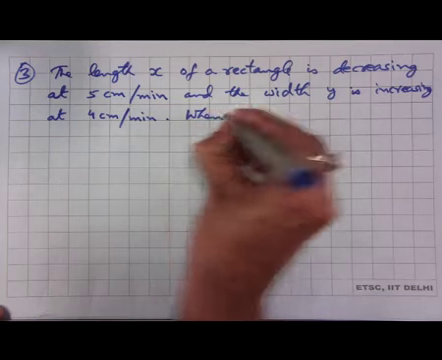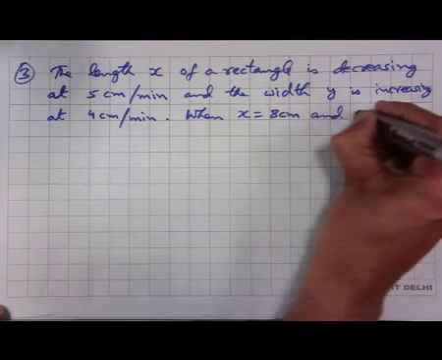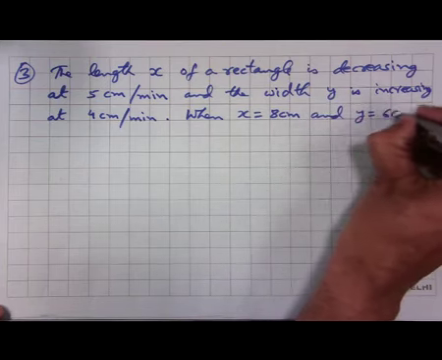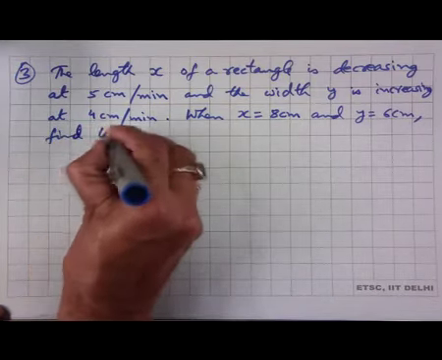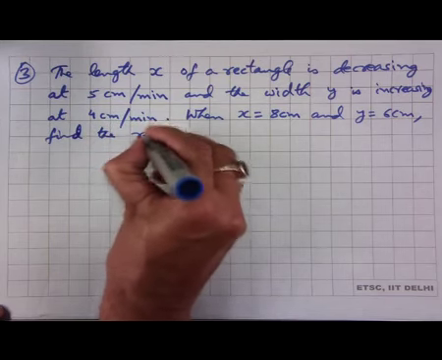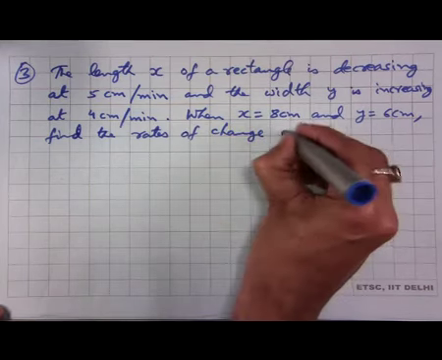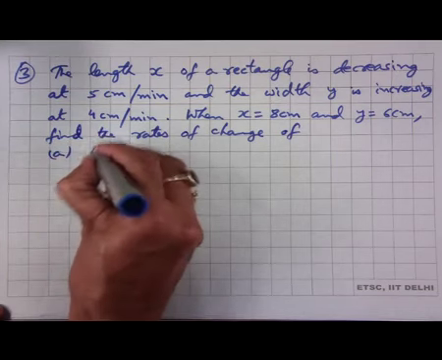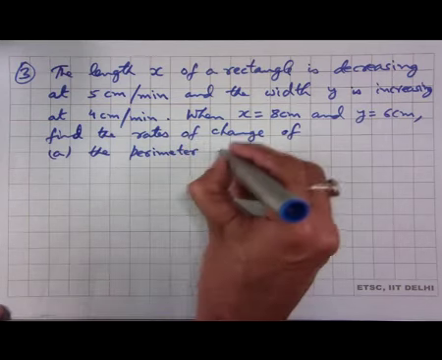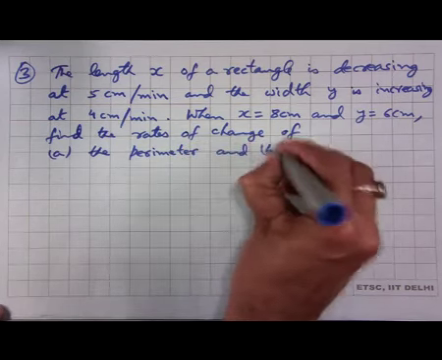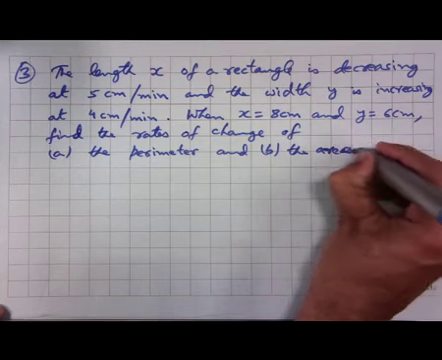Now, when the length x is 8 centimeter and width y is 6 centimeter, find the rates of change of A, the perimeter, and B, the area of the rectangle.